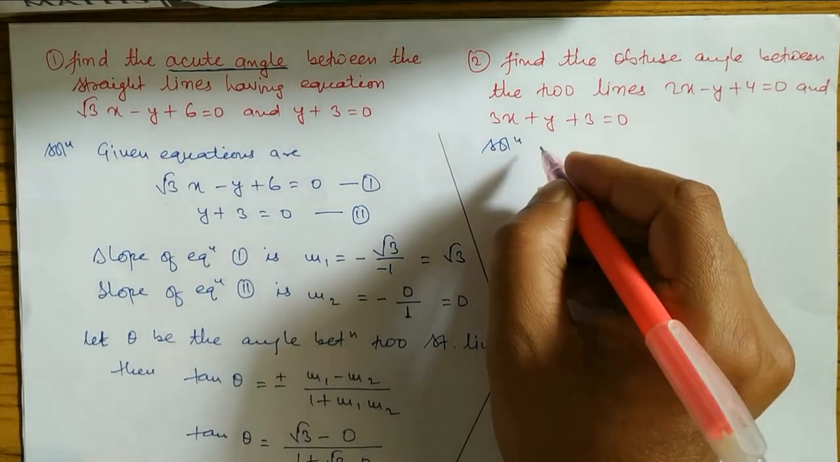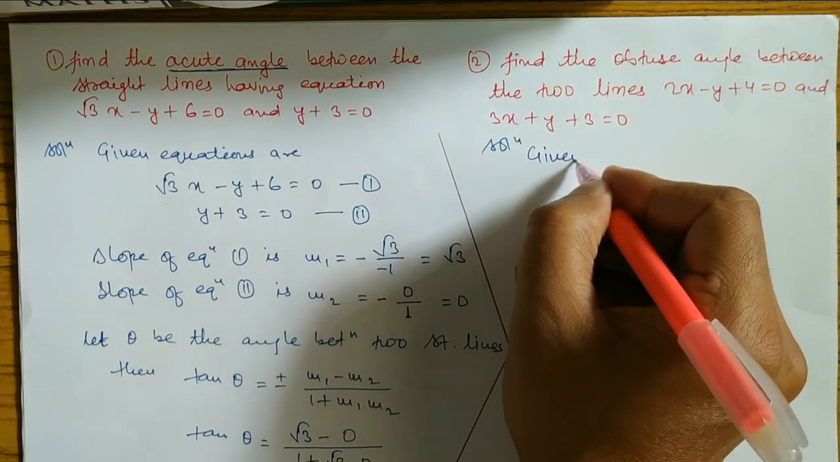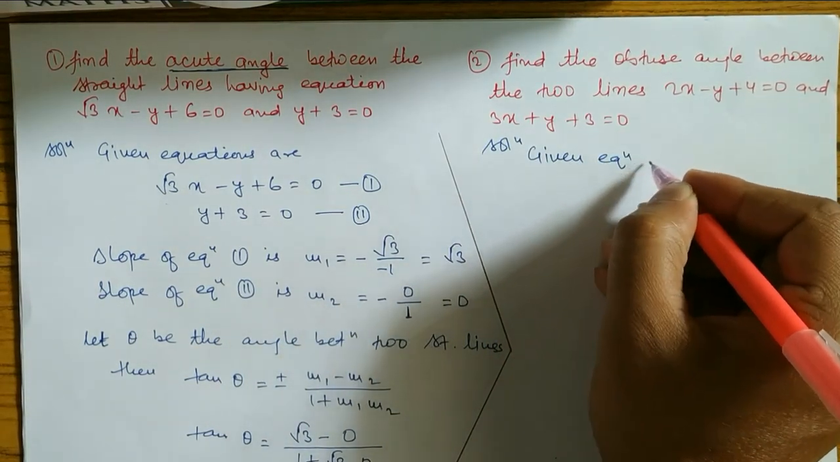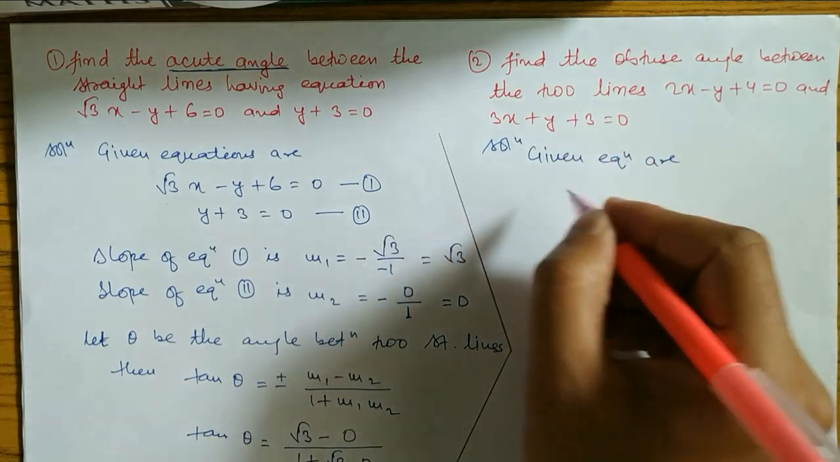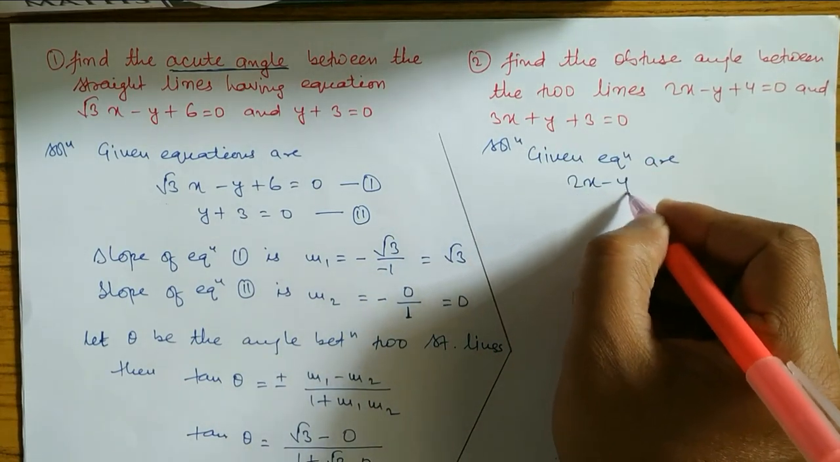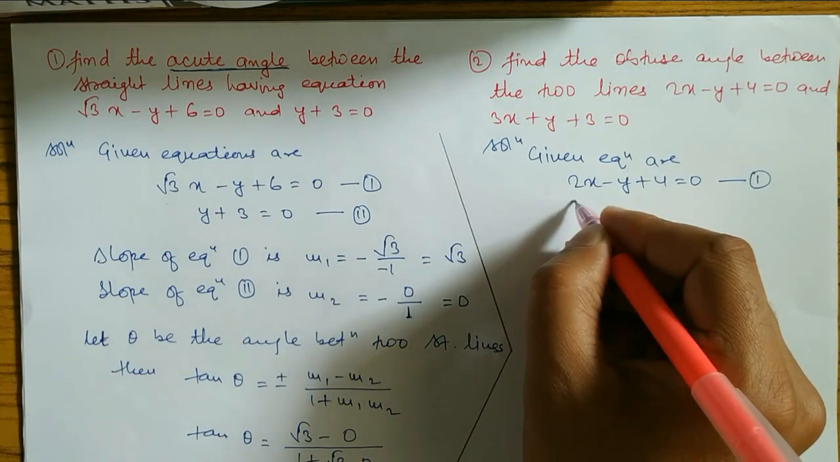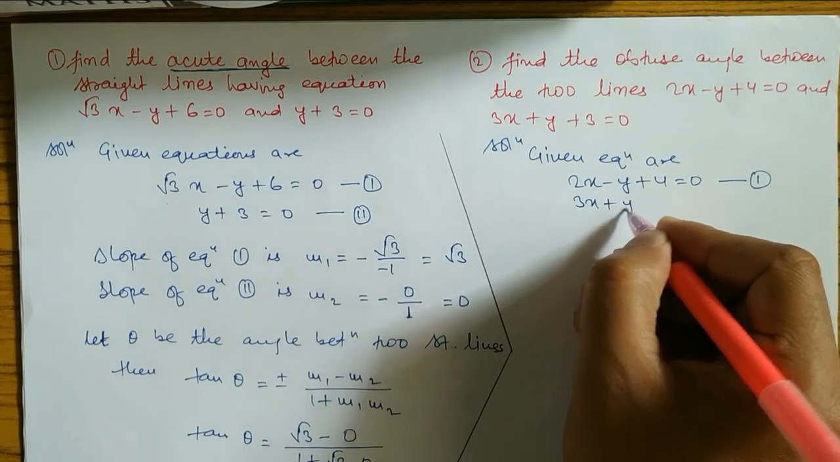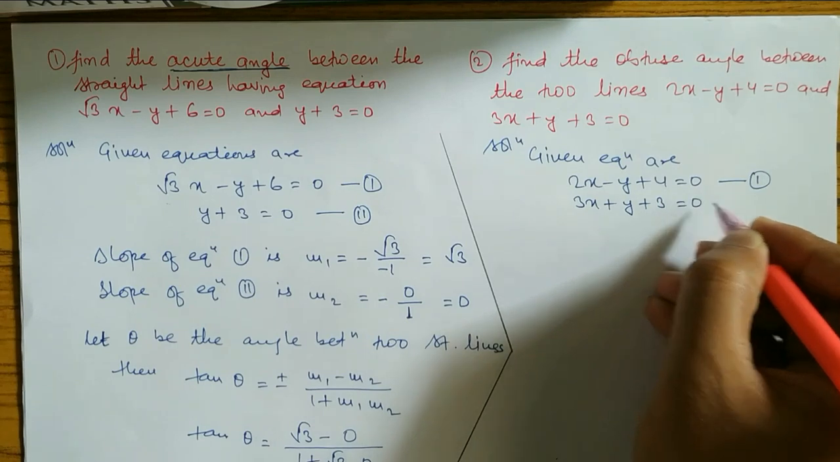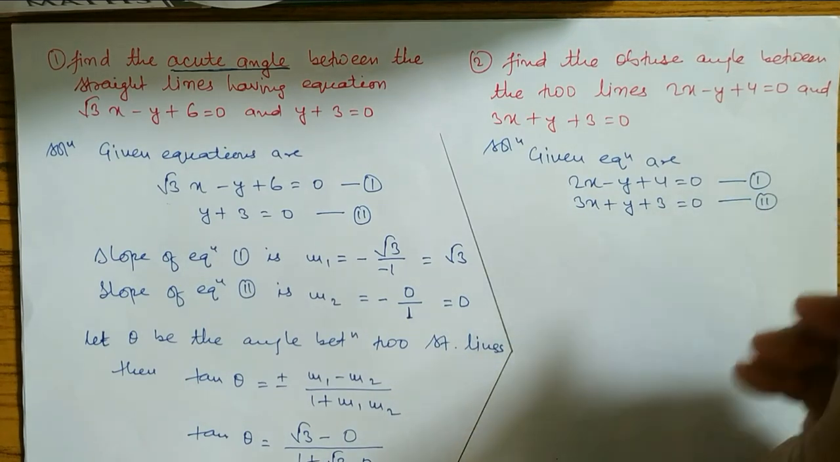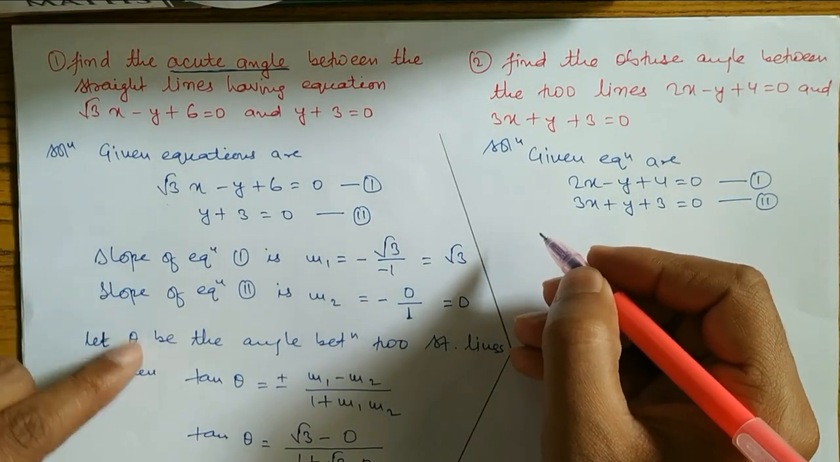Okay, same to same we have to write down. Given equations are, two equations are given here: 2x minus y plus 4 is equal to 0, equation 1, and 3x plus y plus 3 is equal to 0, equation 2. Now same, we have to find out slope.